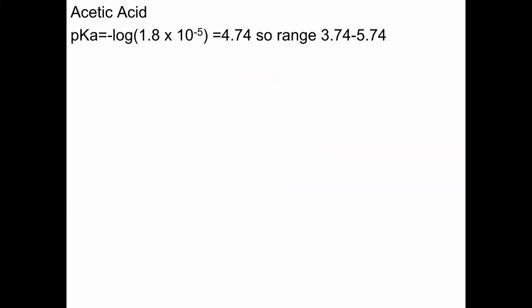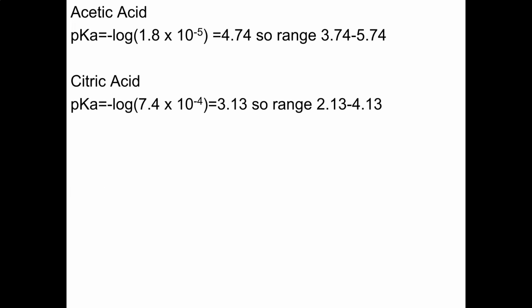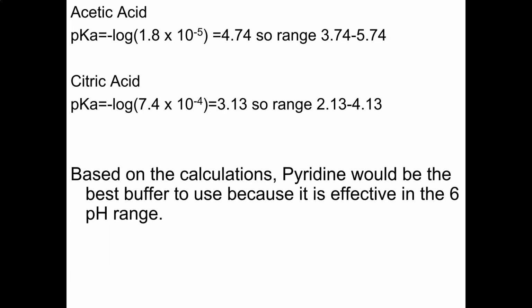So acetic acid, it's going to be about 4.74. You don't have to do the divide by because you just do negative log to get the pKa, right? These are Ka values. So it's between 3.74 and 5.74. And citric acid, 3.13, excuse me, so it's between 2.13 and 4.13. So based on calculation, pyridine would be the best buffer to use because it's effective in the 6 pH range. That's how you figure it out.